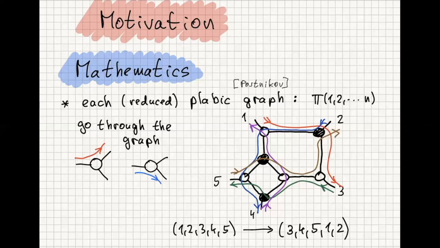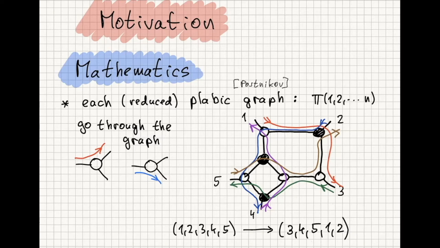So if you start with external leg one, you take a path through the graph and you land on some other external leg, and that's where the one goes in the permutation. And then there is a simple rule. So if you go through the graph, on the white vertex you turn left, on the black vertex you turn right. And it's non-trivial, you could get just some map, you don't need to get necessarily permutations, but you do. That's what was proven by Alex Postnikov before.